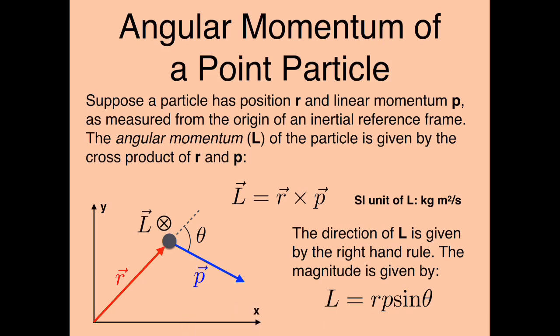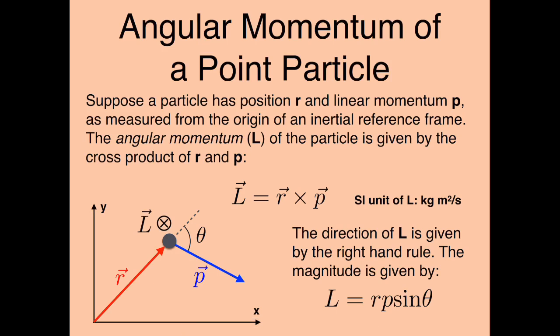Now, the linear momentum p is a vector that points just in whatever direction the particle is moving. So we have r, and then we have p. The angular momentum L is given by the cross product of r and p. So this is the definition of the angular momentum for a single point particle. L is equal to r cross p. That's how we calculate this.